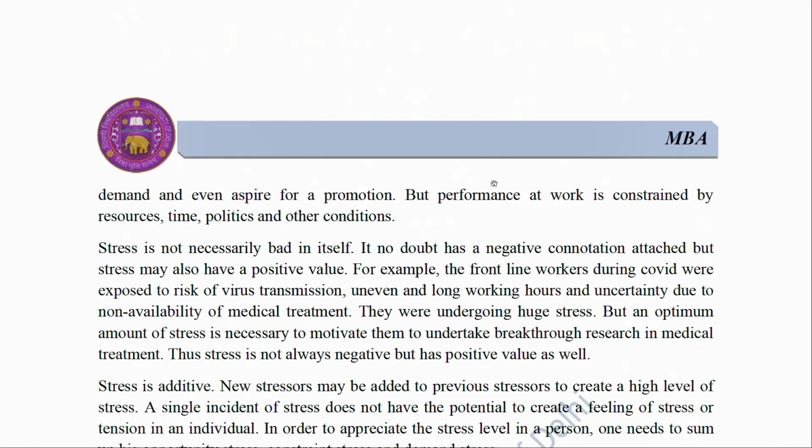Stress is addictive. New stressors may be added to previous stressors to create a high level of stress. A single incident of stress does not have the potential to create a feeling of stress or tension in an individual.